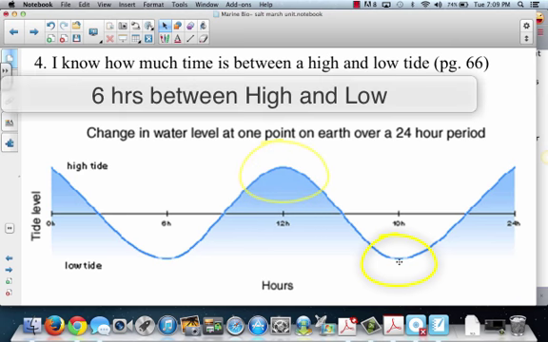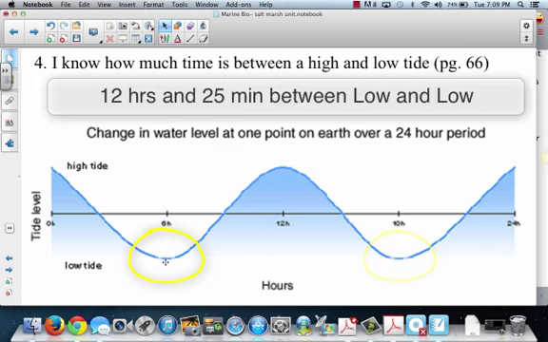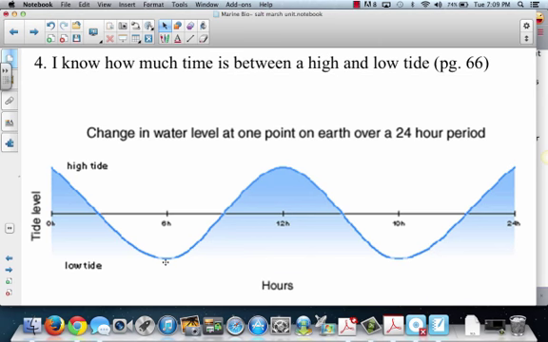There is a 6-hour difference between those tides. But something else to point out is you see a low tide here and a low tide here. There is actually 12 hours and 25 minutes in between the 2 highs and in between the 2 lows, and there's 6 hours and 12 minutes in between a high and a low.